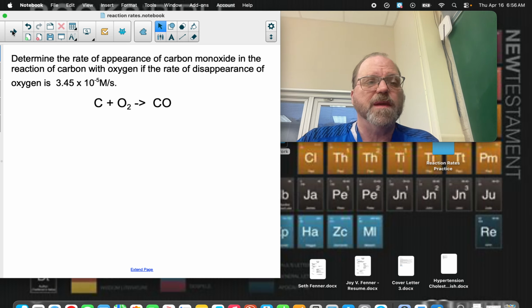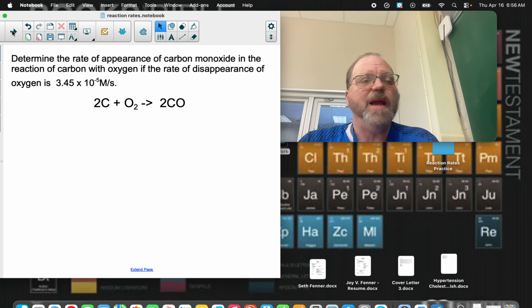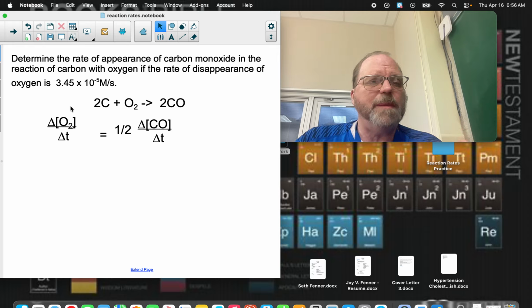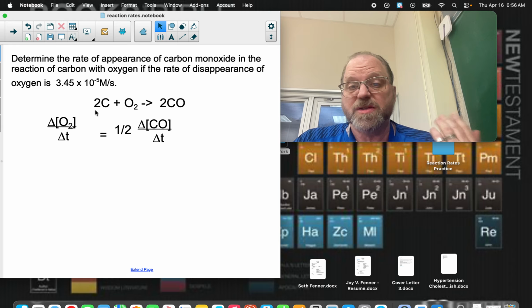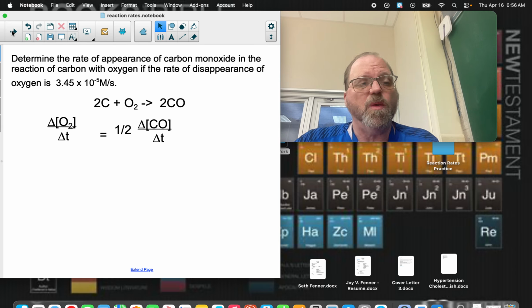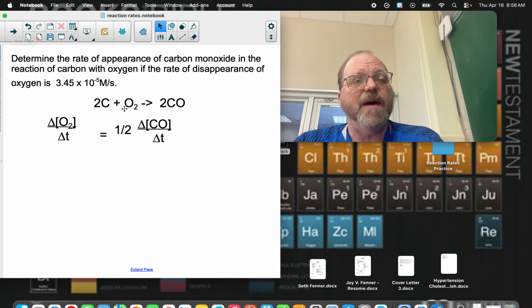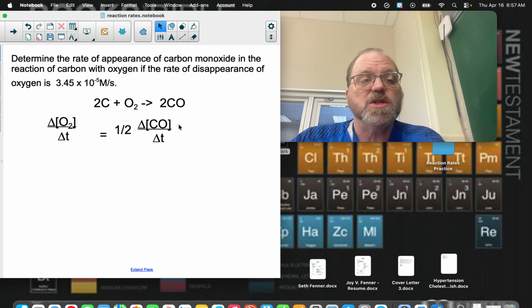Here we go. Balance it up. There we are. And we're only looking at carbon monoxide and oxygen. Actually, we can't do carbon because carbon's a solid. So we're looking at the rate of disappearance of oxygen is equal to 1/2, because again, this is a coefficient of 2. So we make it an inverse, 1/2 the rate of appearance of carbon monoxide.